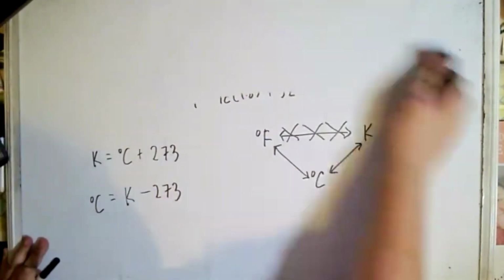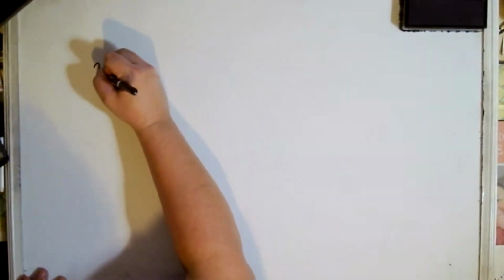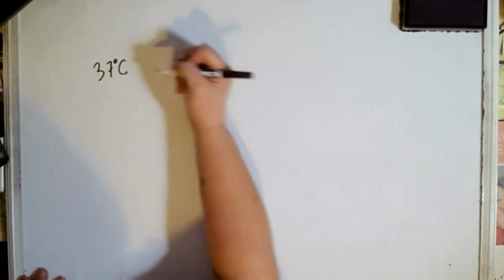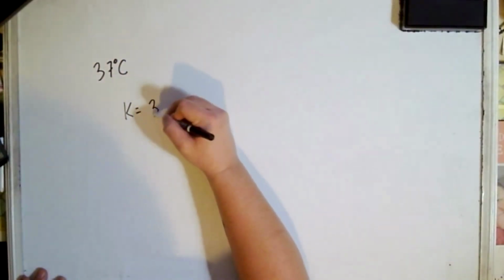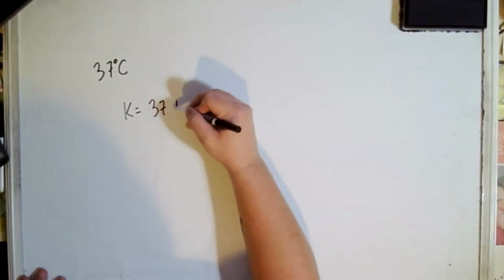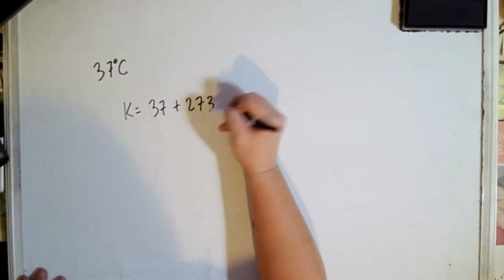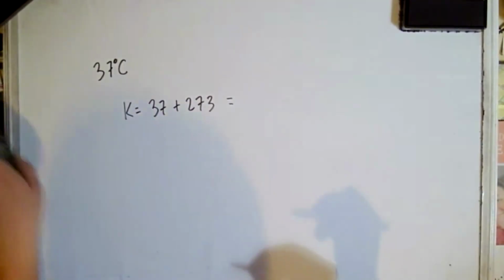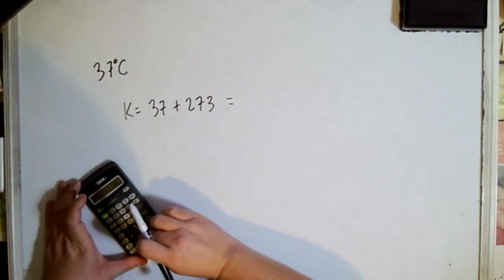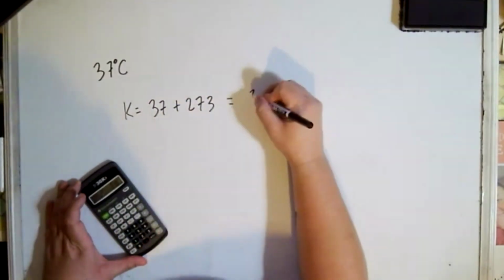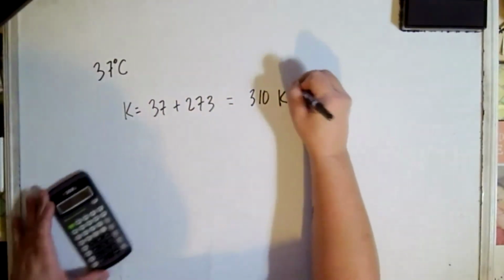All right. So let's look at the next question. It says, what is the normal body temperature, 37 degrees Celsius, in Kelvin? So if we have a temperature of 37 degrees Celsius and we want to turn it into Kelvin, Kelvin is just going to be that 37 degrees plus 273, which I should be able to do in my head, but here we are, 310 Kelvin.